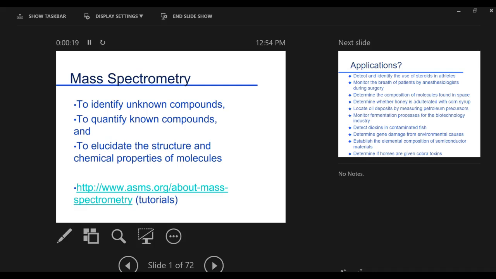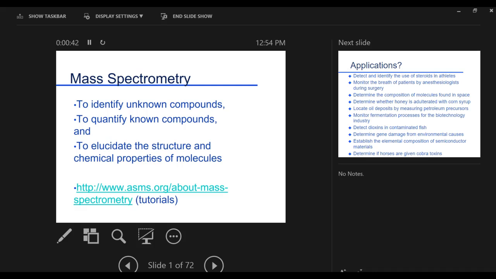Let's go ahead and get started. So, today you get to talk about mass spectrometry. I don't know if it's my first favorite or second favorite technique. It ranks right up there. It's an extremely powerful technique, and it really finds broad use in the food industry.